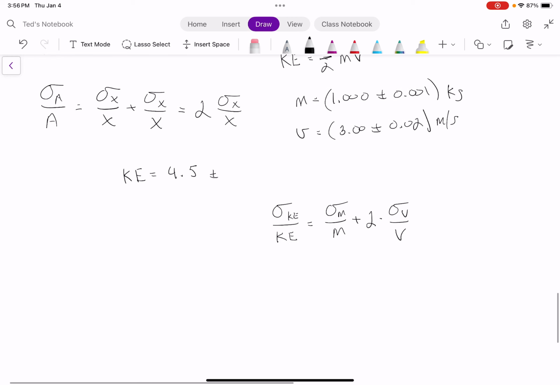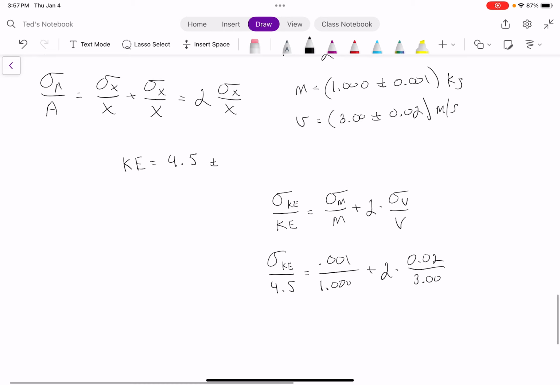Okay, so that tells me that the uncertainty in kinetic energy divided by 4.5 is equal to the uncertainty in mass, 0.001, divided by the mass, 1.000, plus 2 times the uncertainty in velocity, 0.02, divided by the velocity, 3.00. So let's go ahead and type this in.